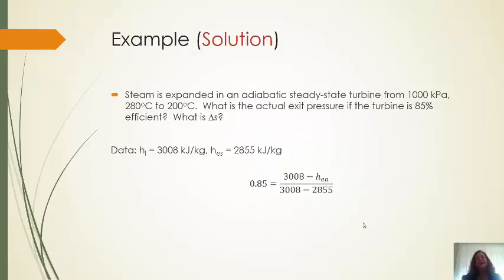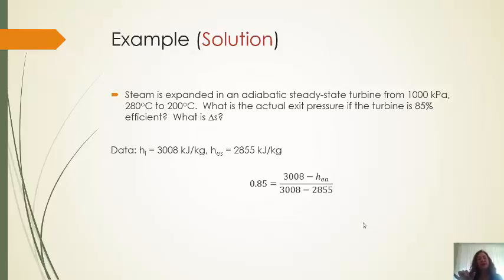So I have those. Now let's use the definition of the process efficiency for a turbine. It says that the enthalpy change of the actual turbine divided by the enthalpy change of the ideal turbine is going to be this process efficiency of 0.85. Now the ideal I can calculate. It's the inlet minus the exit, assuming that the delta S is 0. Okay, so I have those.